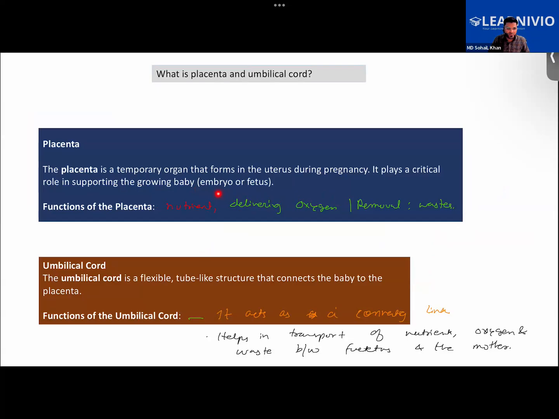It plays an important role in supporting the growing baby, that is the embryo or the fetus. It will be transporting nutrients, will deliver oxygen and remove the waste products that are produced in their body, whether it be the liquid waste, solid waste, or the gaseous waste.